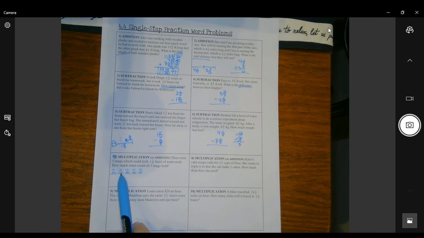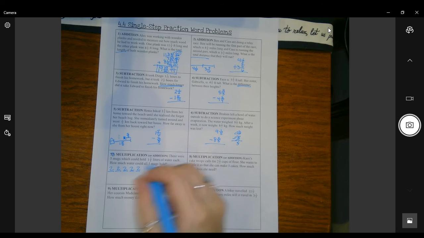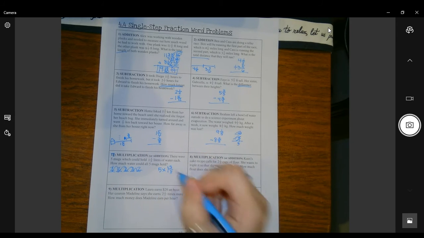Well, 1 is 2, 2 of them is 4, 3 of them is 6. What are you doing each time? You're taking how much is in each one and multiplying it by how many there are. Well, in this instance, there's 5 mugs, and each is able to hold not 2, but 1 3/8 liters of water. So if I multiply those two numbers, that'll tell me the total amount that can go in all 5 mugs.